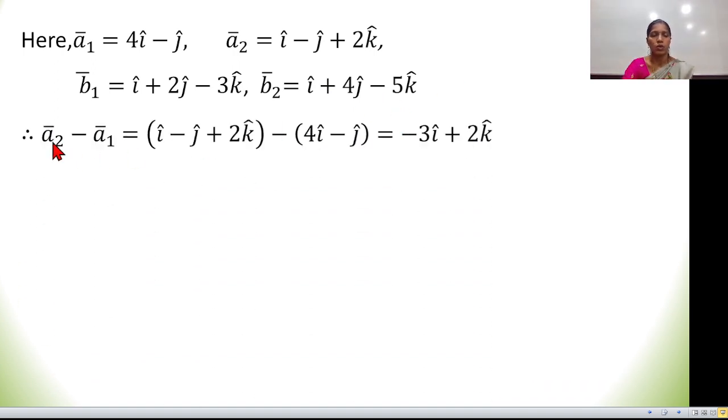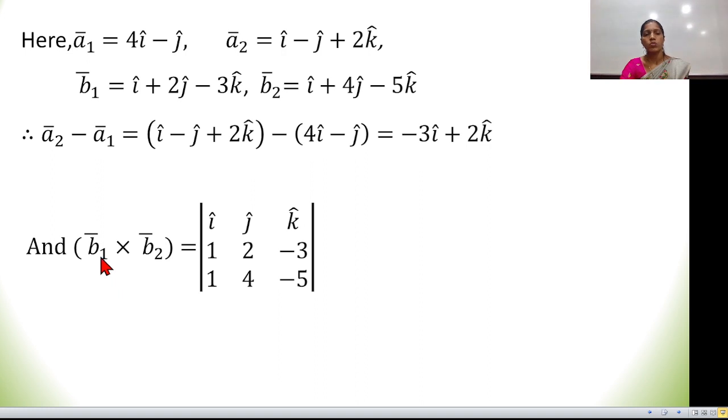So first we have to find out a2 bar minus a1 bar. The value of a2 bar is i minus j cap plus 2k cap, minus a1 bar, which is 4i minus j. So take the difference between these two vectors. Take the difference of the i cap coefficient, which is i minus 4i, we get 3i minus 3i, minus j minus of minus j, the j terms get cancelled, plus 2k take as it is. So this is our vector a2 bar minus a1 bar.